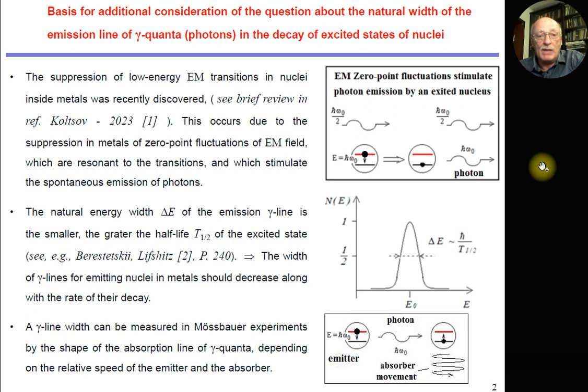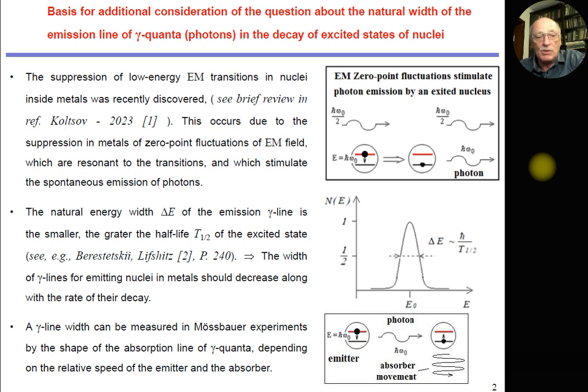I have to remind that zero-point fluctuations are inherent in all quantum systems, and even if there are no particles or photons in space, zero-point fluctuations remain there. I will mainly talk about emission of gamma quanta, of photons, by atomic nuclei, but all conclusions can be applied to emission of photons by atoms.